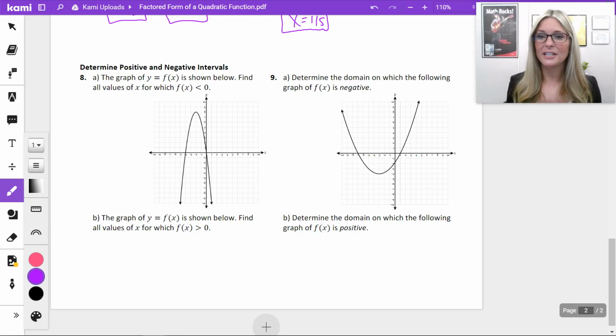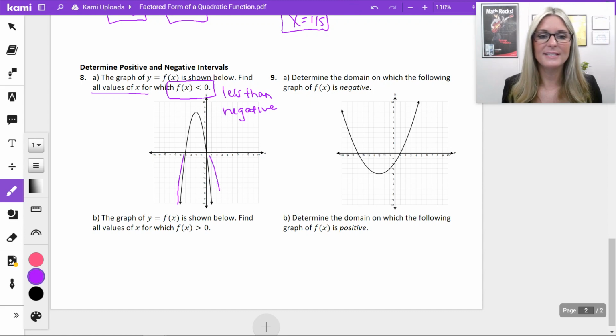On our last section here, this is actually a review from earlier in the year, determining those positive and negative intervals. We've done this section before. We've done these notes before. I did pick different examples for our graphs. Number 8, part A, the graph of y equals f of x is shown below. Find all the values of x, the domain, for which f of x is less than 0. That's a less than symbol. So we're talking about where is it negative.